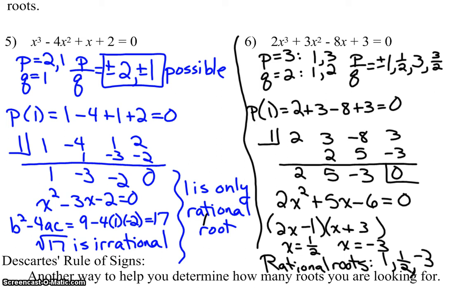so 1 was my only rational root. On the second problem, my factors for p were 1 and 3. My factors for q were 1 and 2. So my possible rationals were plus or minus 1, plus or minus 1/2, plus or minus 3, and plus or minus 3/2. 1 was a root, so I substituted it into the problem and came up with a depressed polynomial of 2x squared plus 5x minus 6, which I then factored and determined that x could also be 1/2 or negative 3.